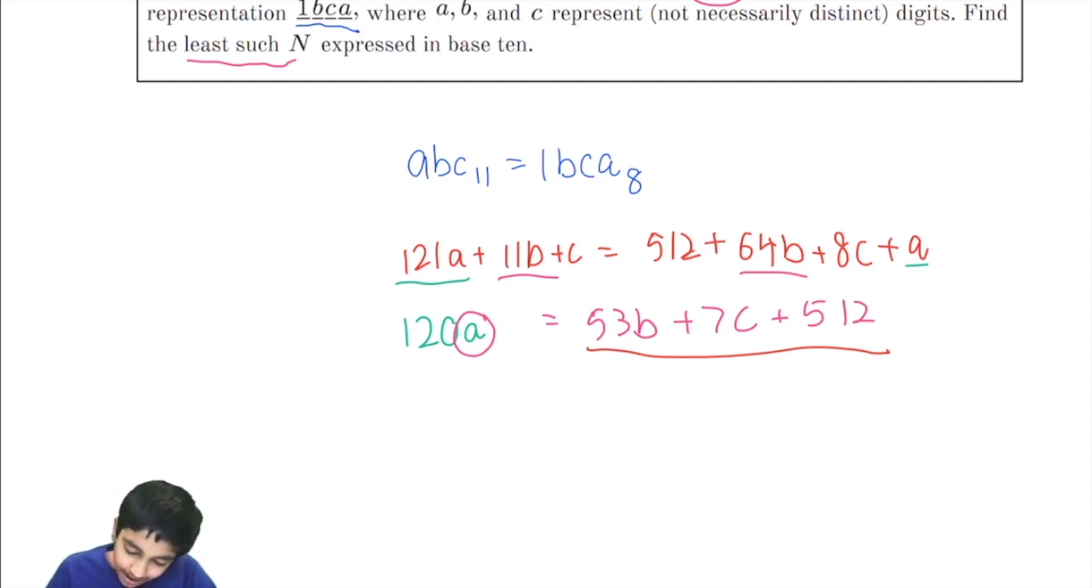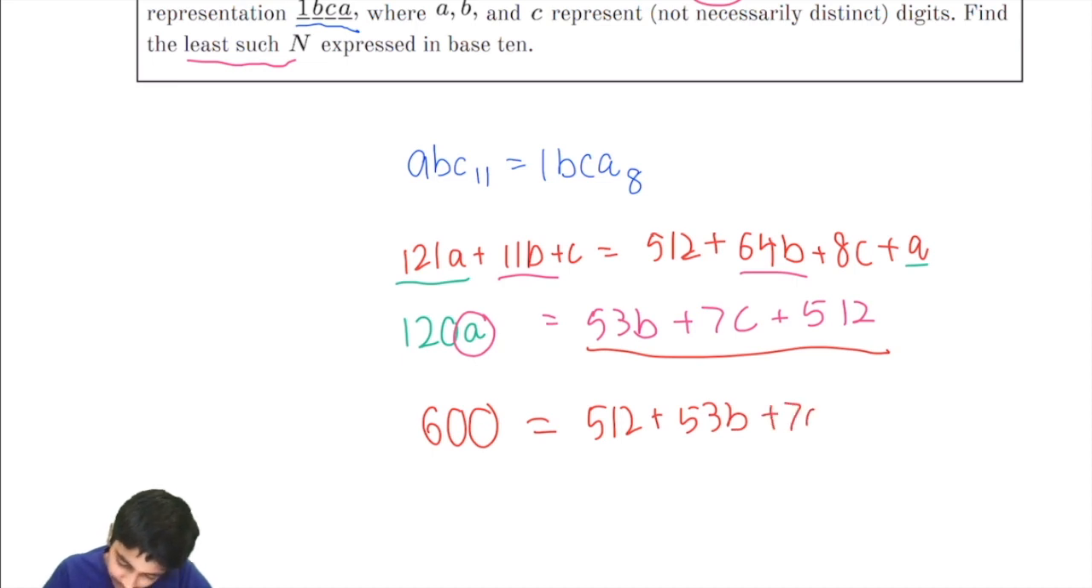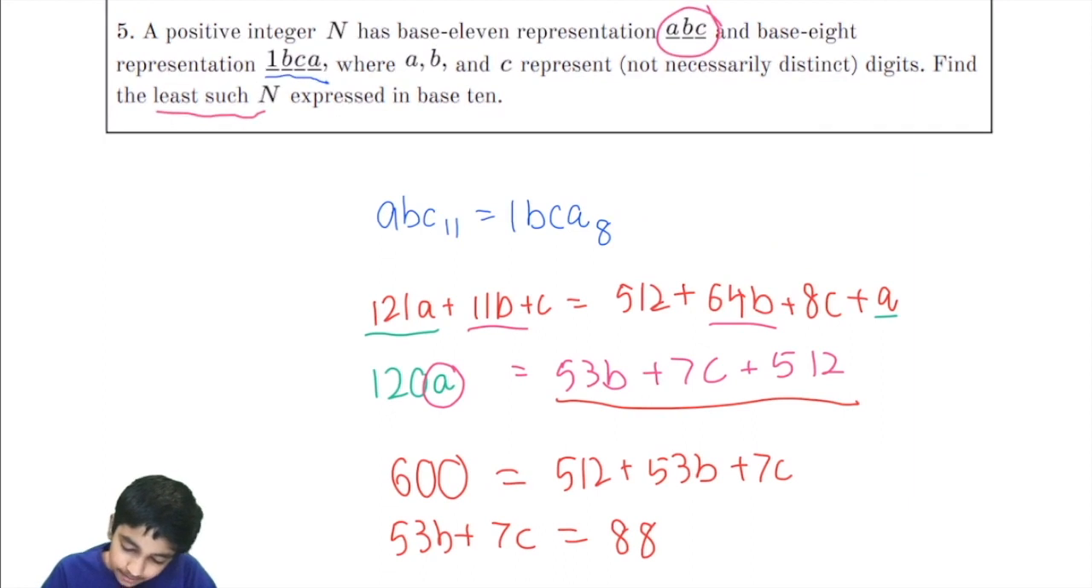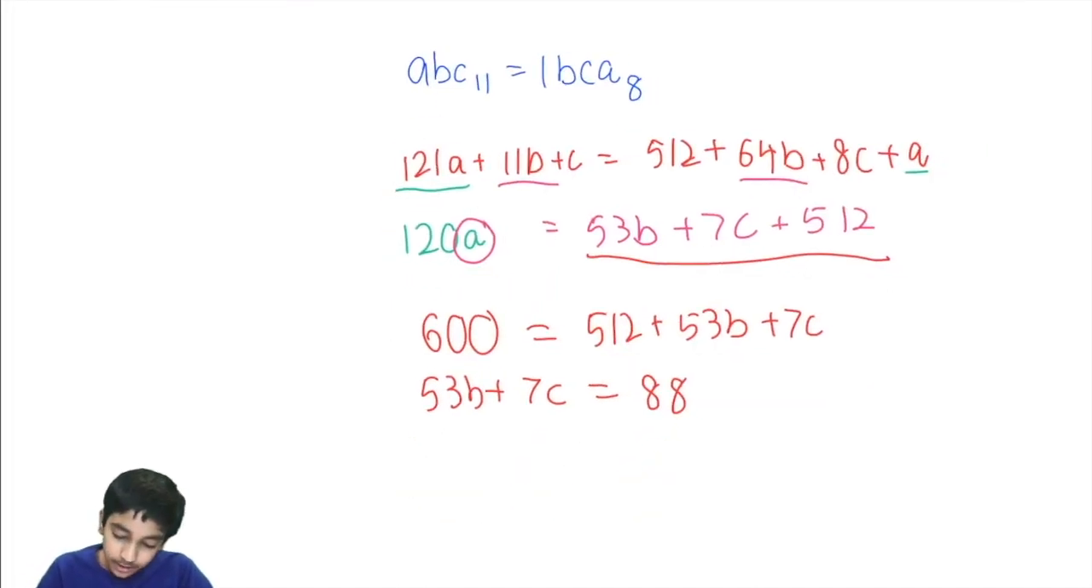Let's see. If a equals 5, then this left-hand side becomes 600, and this becomes 512 plus 53b plus 7c. That means that 53b plus 7c equals 88, right? 600 minus 512. So does this work? Now that we've minimized a, we also want to minimize b first before c. So let's check the minimum possible value of b. Does b equals 0 work? If b is 0, then this just becomes 7c equals 88. But 88 is not a multiple of 7, so b equals 0 won't work.